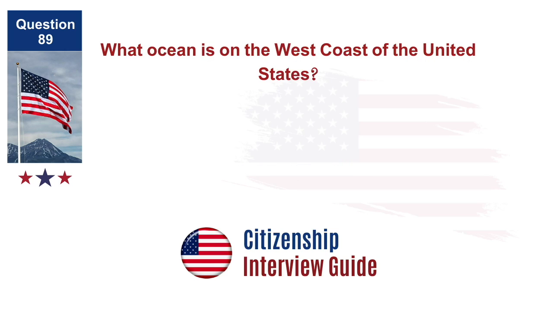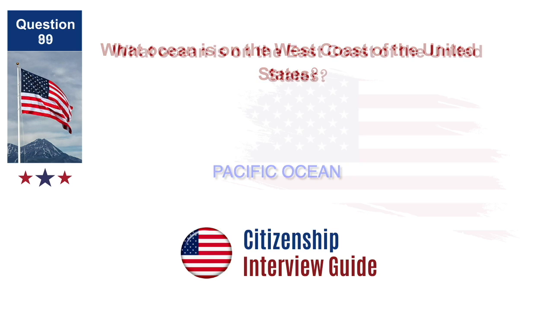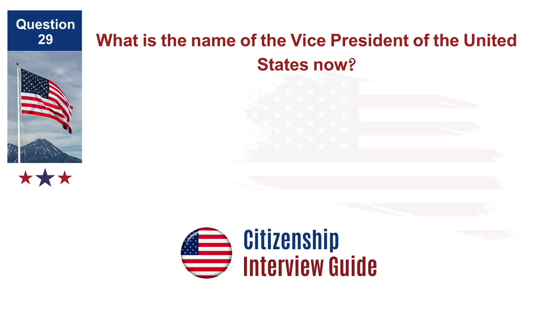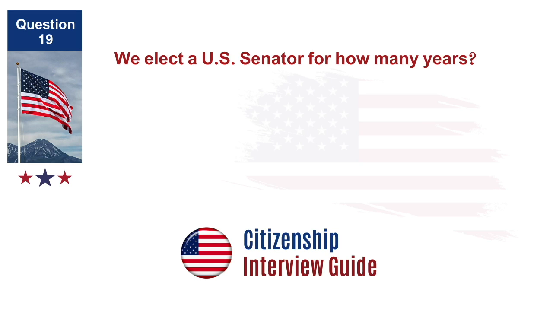What ocean is on the west coast of the United States? Pacific Ocean. What ocean is on the east coast of the United States? Atlantic Ocean. What is the name of the Vice President of the United States now? J.D. Vance. We elect a U.S. Senator for how many years? 6.